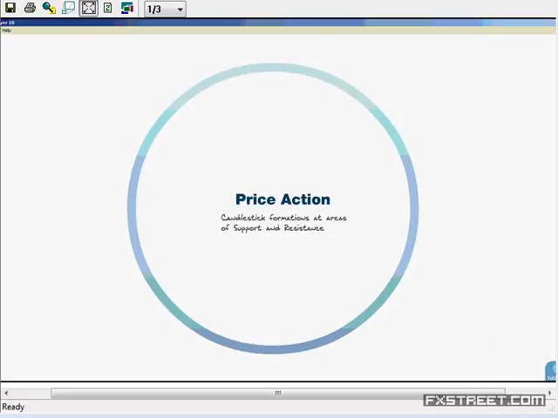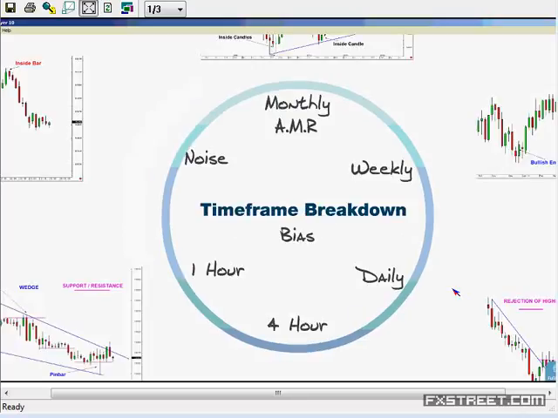Okay, and we're basically going to be looking for price action at areas of support and resistance. So, time frame breakdowns. We're going to look at monthlies, also known as AMRs or acute monthly reversal candles, weekly formations, daily, 4-hourly, 1 hour, and what I call noise, which is basically all the way down to the 5-minute time frame.